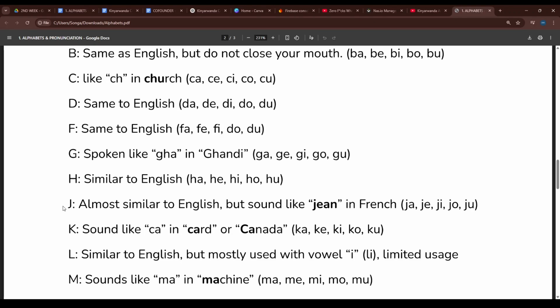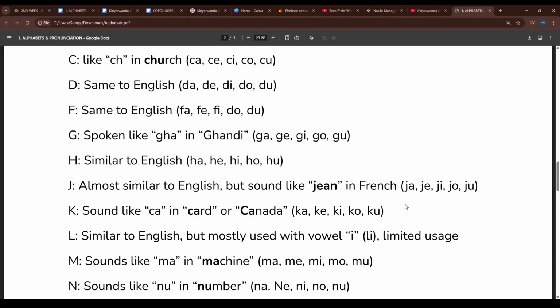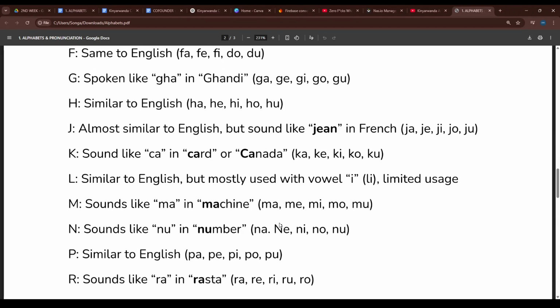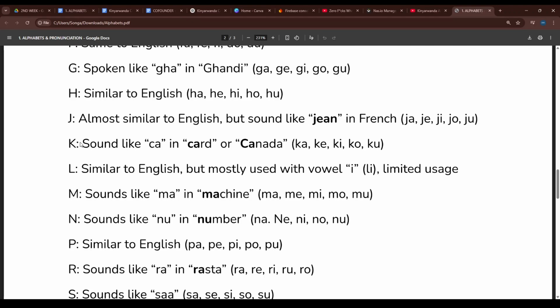And this one is ja, like in French there is a name Jean. So this ja is like this name. Ja, je, ji, jo, ju. This is the letter J. I think it's J in English. Here we have ka, like ka on card or ka on Canada. Then we can change it depending on the vowel. Ka, ke, ki, ko, ku.